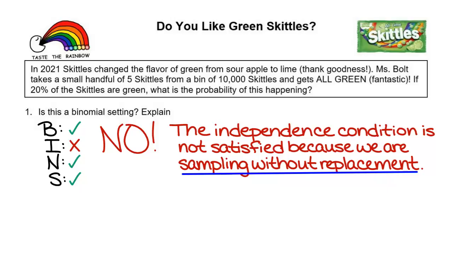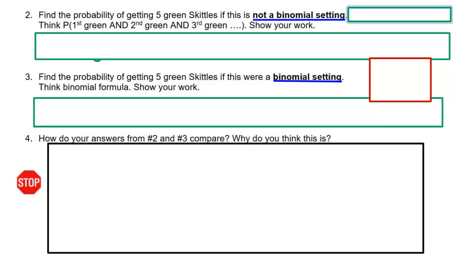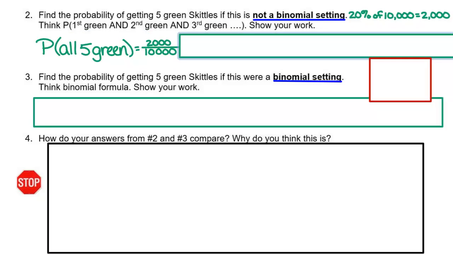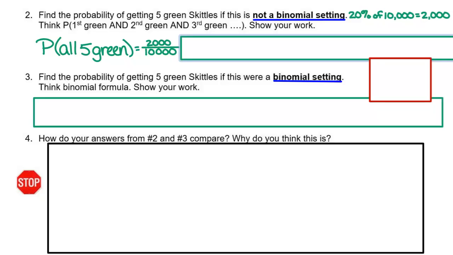So what's the probability that the very first Skittle is green? 20%. So how would I write that as a fraction? I could write it as 1 out of 5, but in this context, how many Skittles do we have? Because the fraction should have meaning, top and bottom. 2,000 out of 10,000. Yes. So 20% of 10,000 would be 2,000. So as I'm thinking about the probability of getting all green, my first fraction is 2,000 out of 10,000.